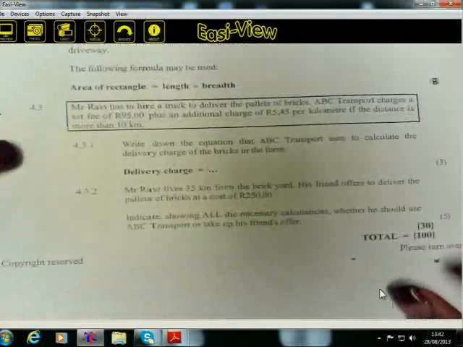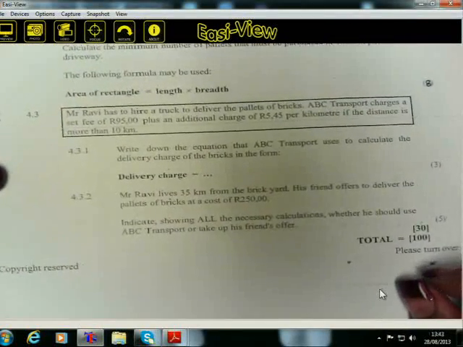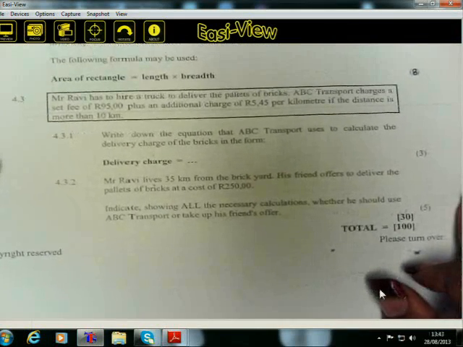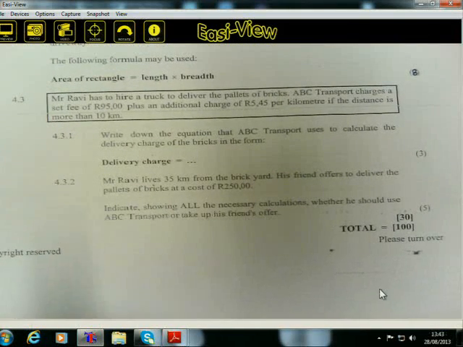We continue with question 4.3. It is a continuation of 4.2. It says, Mr. Ravi has to hire a truck to deliver the pallets of bricks. ABC Transport charges a set fee of 95 rands plus an additional charge of 5 rand 45 cents per kilometer if the distance is more than 10 kilometers.